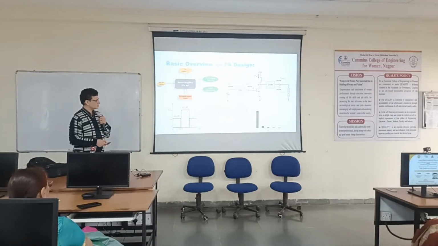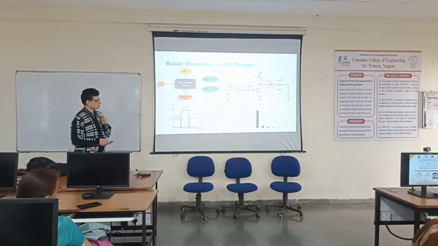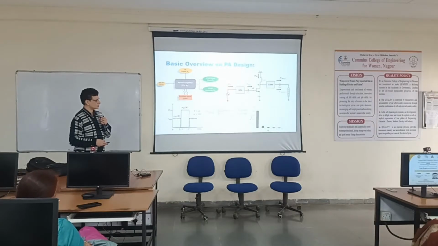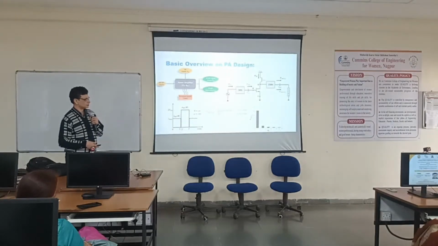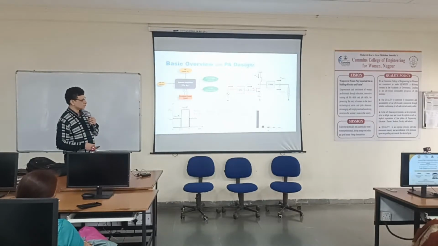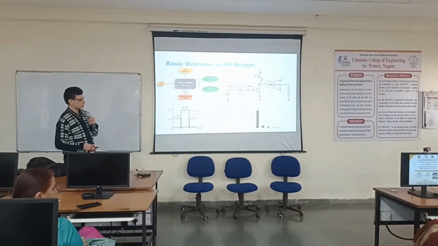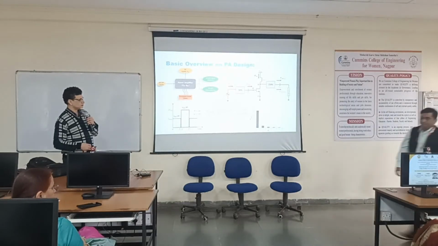So these are the equations of a power amplifier. This is the output. If I max is the maximum drain current, and VDD is the maximum voltage across the device, then the output power at various harmonics is given like this.